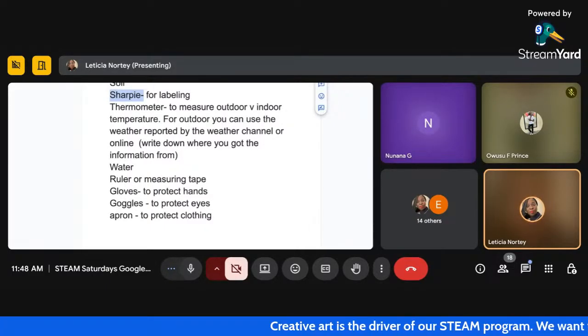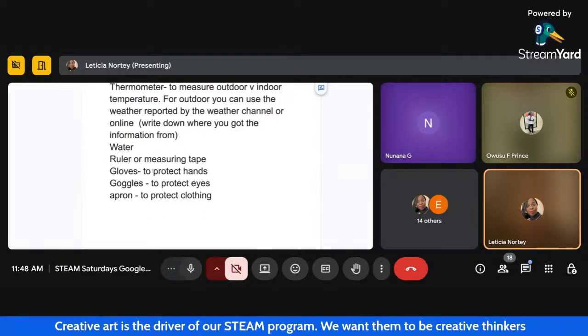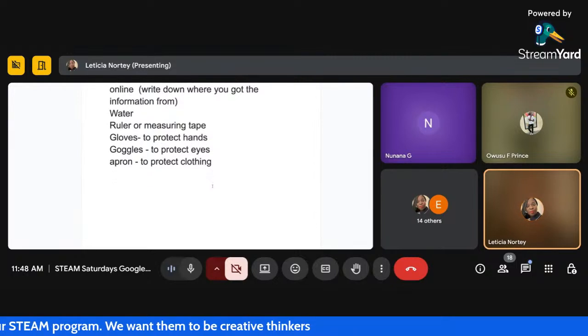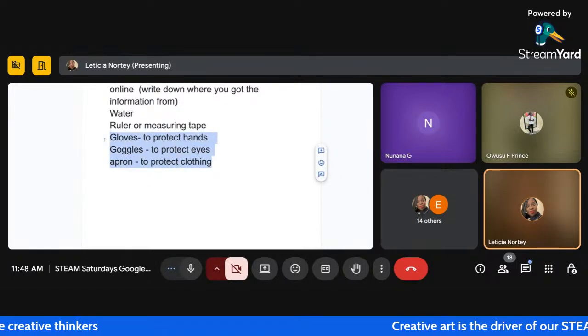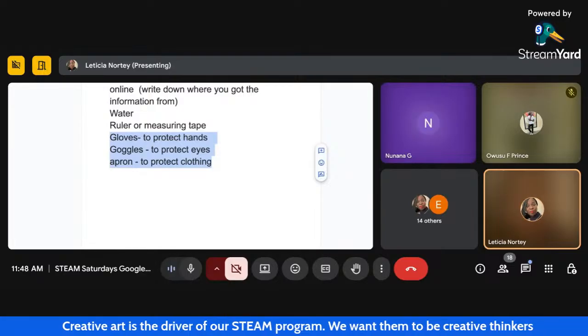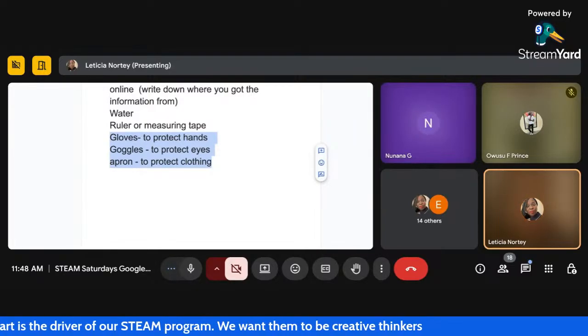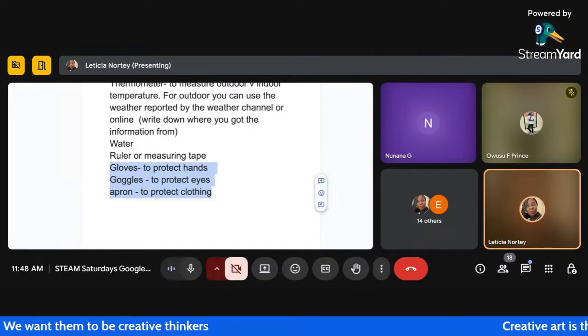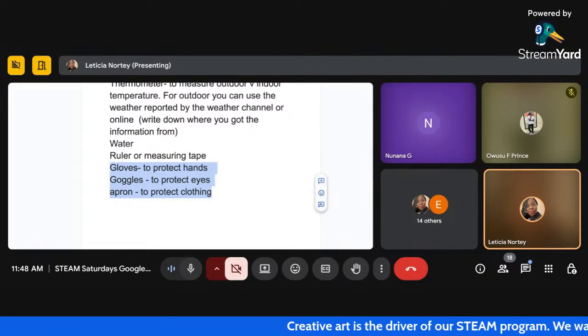Am I making sense? And then we need a ruler or measuring tape, gloves, and also goggles to protect the eyes, apron to protect clothing if it's needed, right? So this time, like we did the last time, if you need help to acquire this stuff, reach out and let's help you in that manner. You already have some of these things from the past because this is nothing new. What we did the last time, we are redoing it again in a different approach.